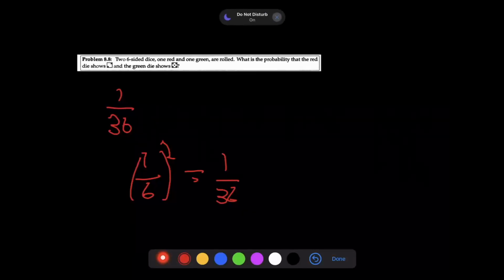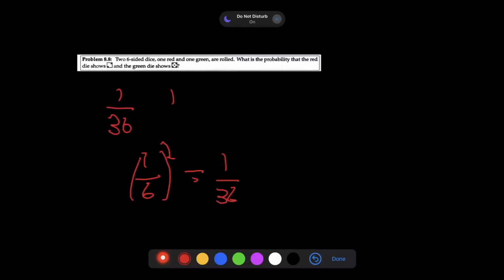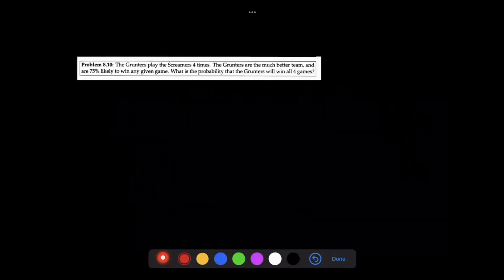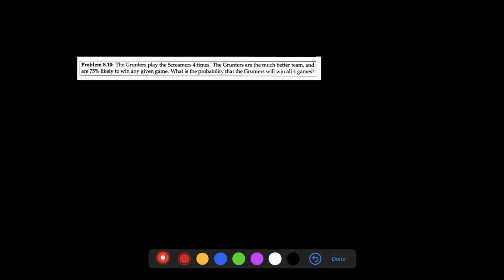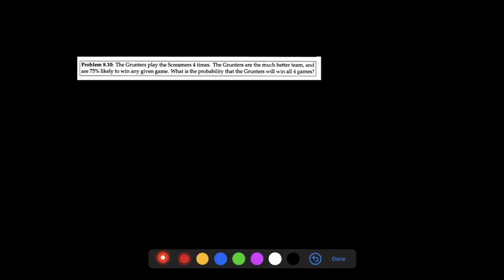So maybe this is true generally. Maybe P of A and B is equal to P of A times P of B. Maybe. Well, this is actually only true if they're independent. If dependent, it gets slightly weird. So let's deal with another independent thing before going into dependent stuff.